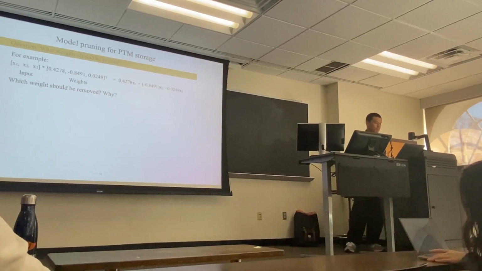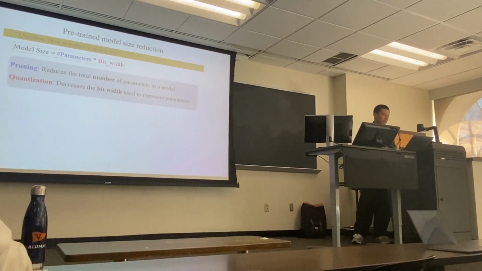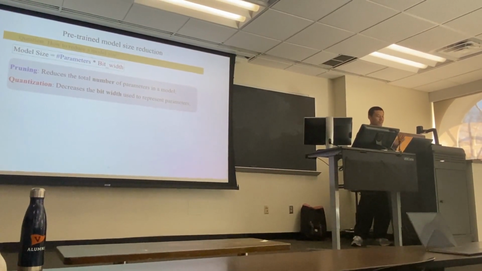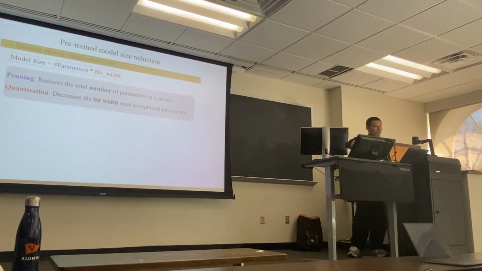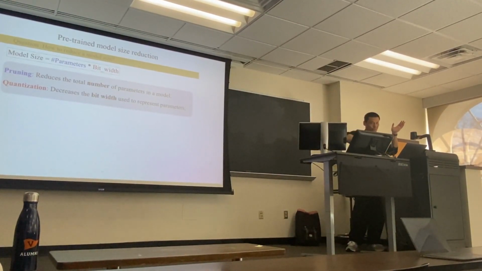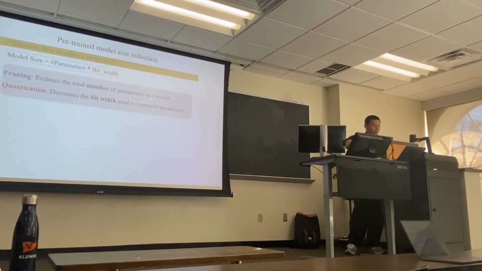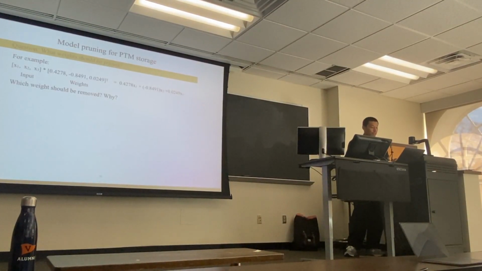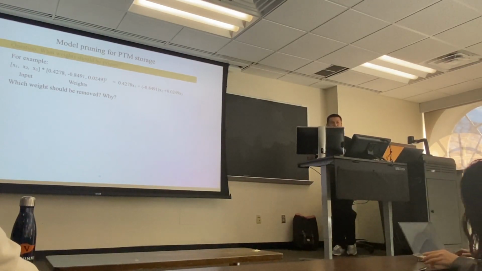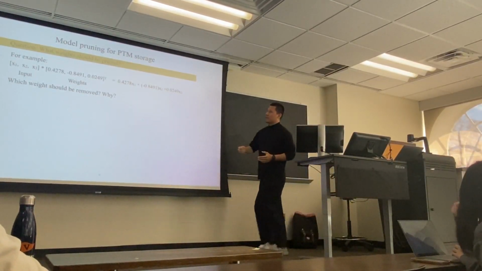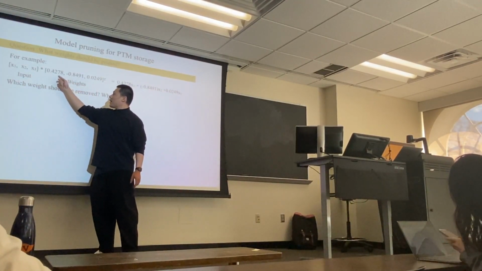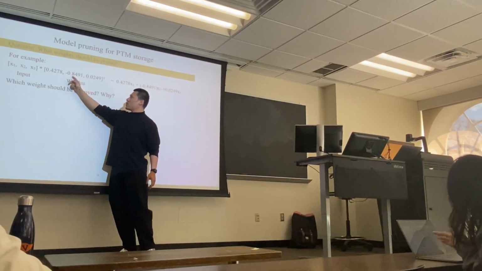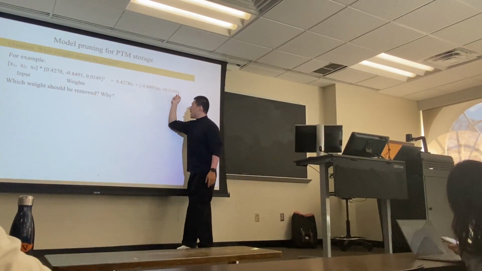Let's talk about pruning, which reduces the number of parameters. Pruning means a cut, right? If a tree is like this, we prune a branch. We cut it, so we remove it. Which weight or branch should we remove? For example, here is an input, here are the weights 1, 2, 3, parameter 1, 2, 3, and this is the result.